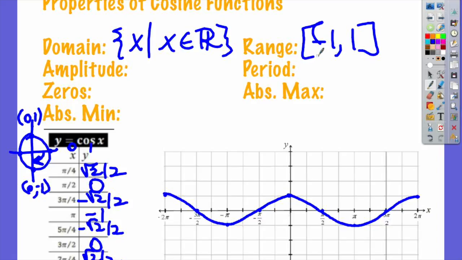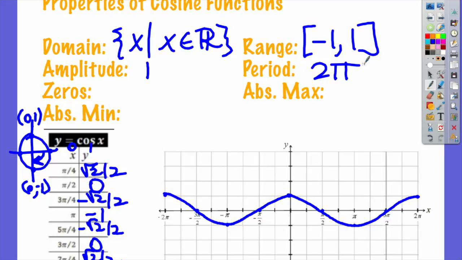And the amplitude. Anyone? 1. It is still 1. The period. How long does it take before the graph repeats itself? 2 pi. A lot of similarities with sine. However, the zeros are different.